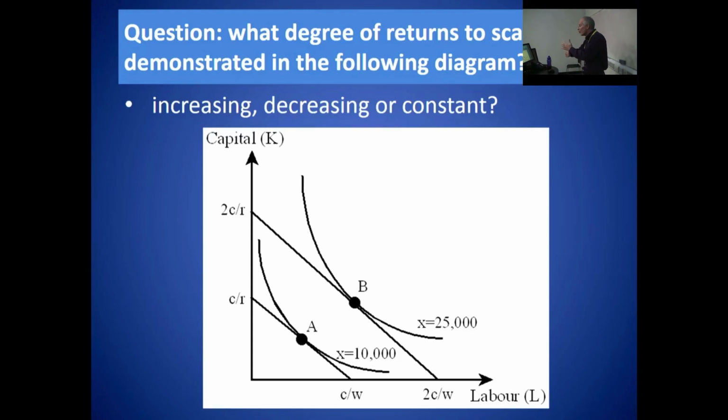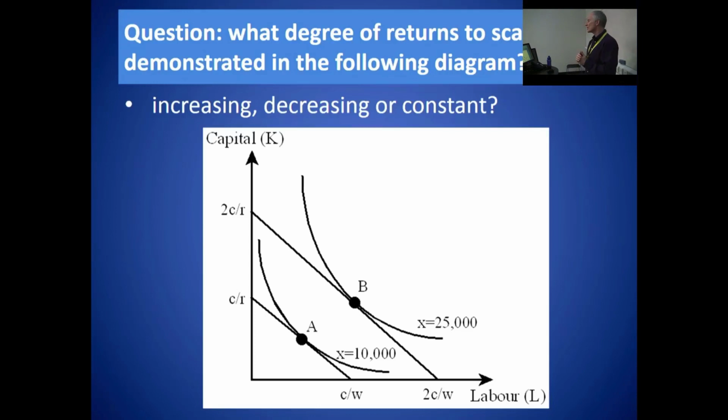So, we've doubled all factor inputs. Our cost has gone from C up to 2C. We doubled everything, so costs have doubled. In doing so, we're able to produce now more than twice the amount of output. Output has gone up from 10,000 to 25,000. It's more than double. So that was in our definition of increasing returns to scale: if output increases by a greater proportion than the increase in factor inputs. So we've doubled all factor inputs, output has more than doubled. That's increasing returns to scale.